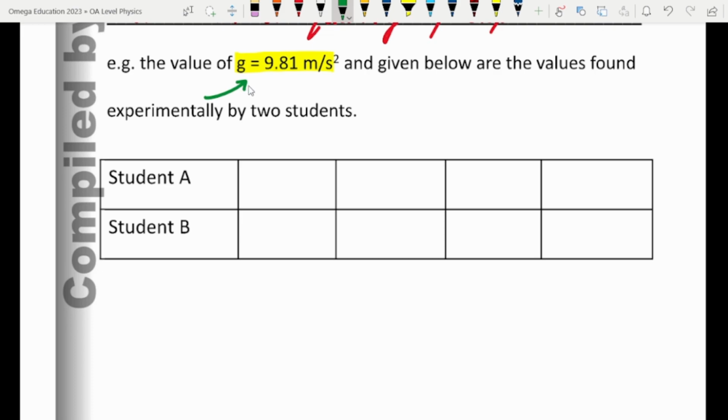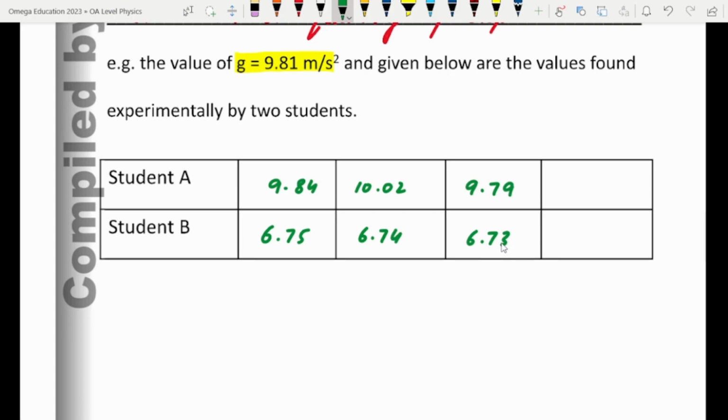Now student A performs the experiment, and the values that he comes up with are, for example, 9.84, 10.02, or 9.79. And student B comes up with the values 6.75, 6.74, 6.73.